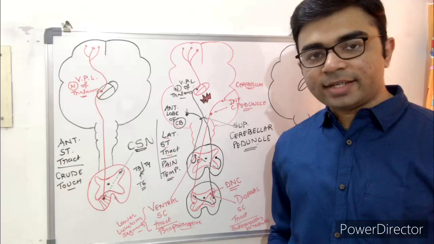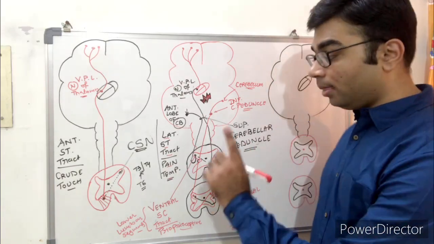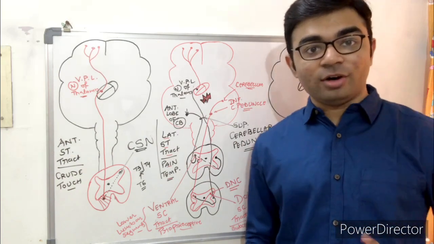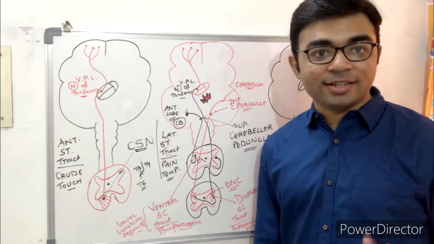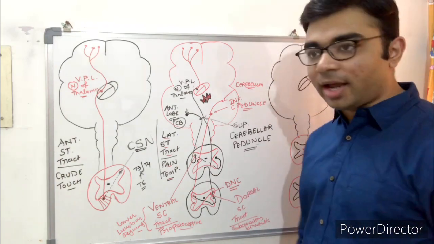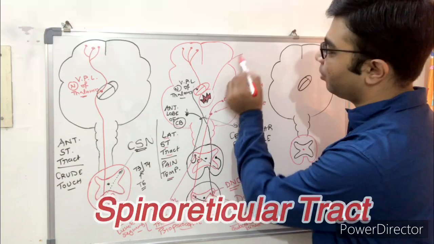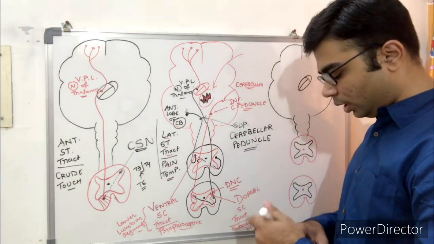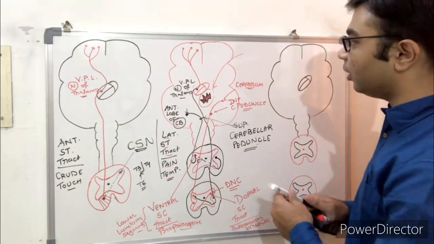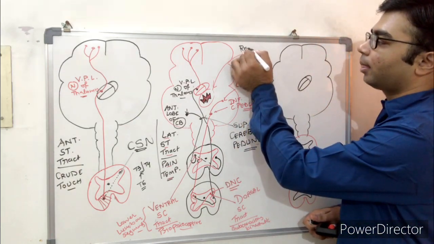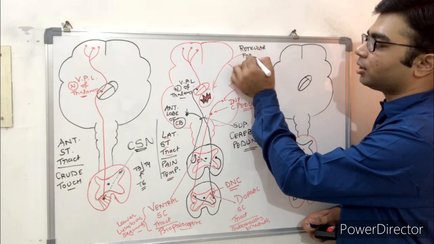So the three tracts carrying the different sensations are only present in the lateral white column of the spinal cord. And the last one, and my favorite tract, is the spinoreticular tract. Here you can see one structure, which is the reticular formation, present in the brain. This is the reticular formation.